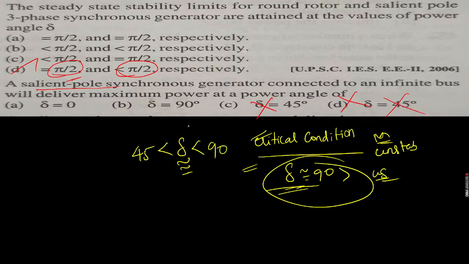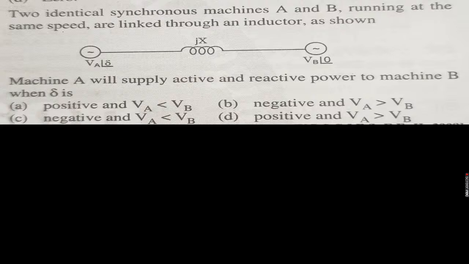Option D is, I don't know, there is some mistake. This is wrong. Approximately, it should be less than 90, but I am choosing critical condition because there are no other options in the question. Okay. Take the next one.